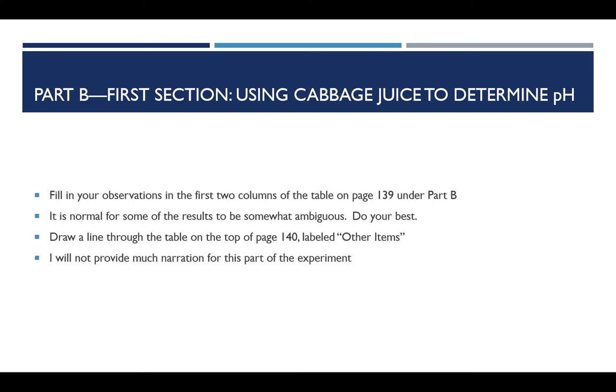For this part of the experiment, I will not provide much narration. It's mostly going to be your responsibility to simply look at the colors of the solutions and determine their pH. What you will see me do is take each solution or mixture, add in some cabbage juice, swirl, and then I will hold up the results of that test next to the reference test tube rack, and I will just kind of walk that back and forth in front of the different test tubes so that you can find the best color match possible and assign your pH based on that.